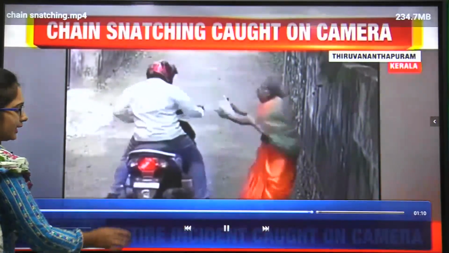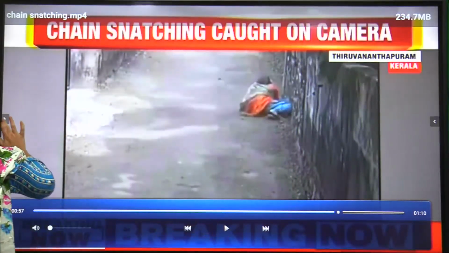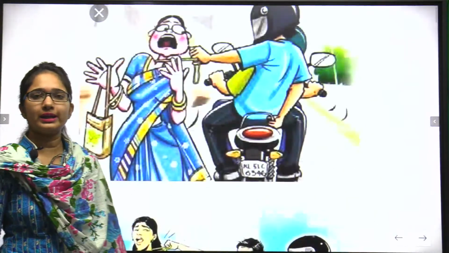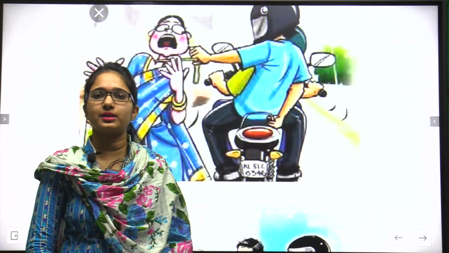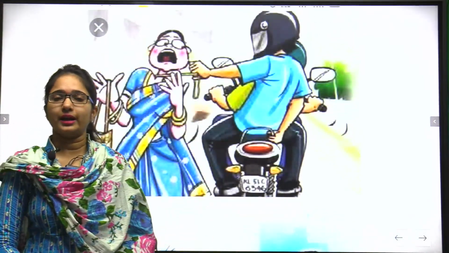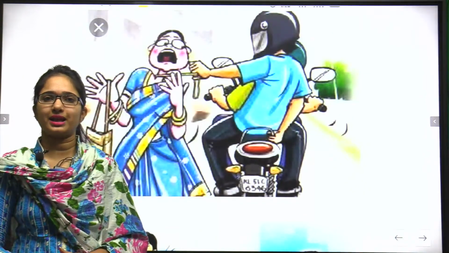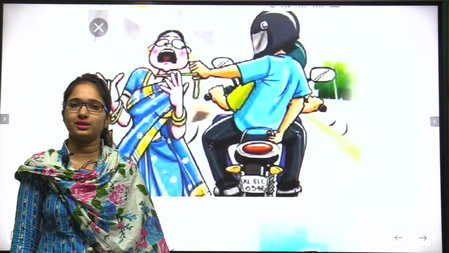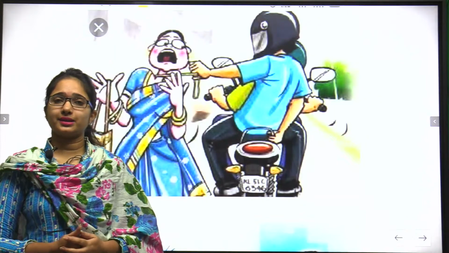Okay, after seeing this video, what we find out is that nowadays this type of incident has become very common, like chain snatching and other incidents. Now, when I'm talking about chain snatching, what is chain snatching? There are some more pictures that I wanted to show you which are related to chain snatching. After looking at the pictures, we will describe this event.